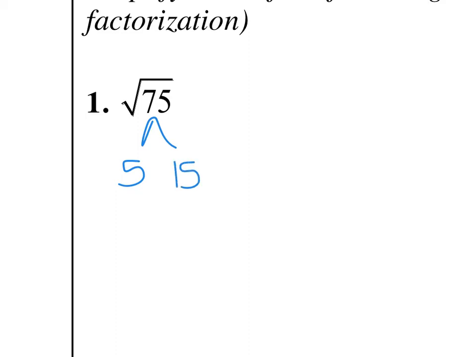I know that 5 is a prime number, so I'm going to circle it. I now have to ask myself, how can I break apart a 15? I can break apart a 15 into 3 and 5, and I circle my 3 and my 5 because I can't break them apart any further. So now the rule that we went over in the spring says that we have to put all of our circled numbers under our radical. So that's exactly what I'm going to do right now.